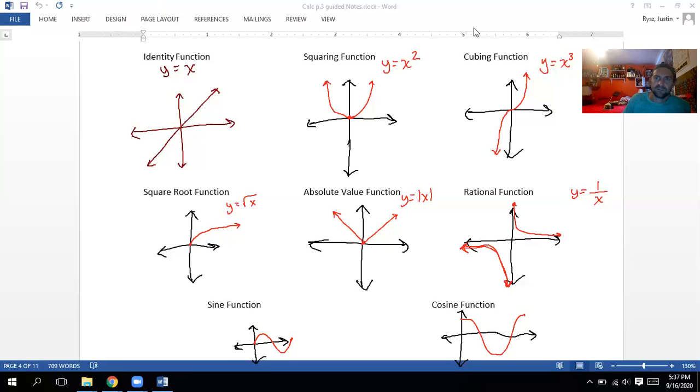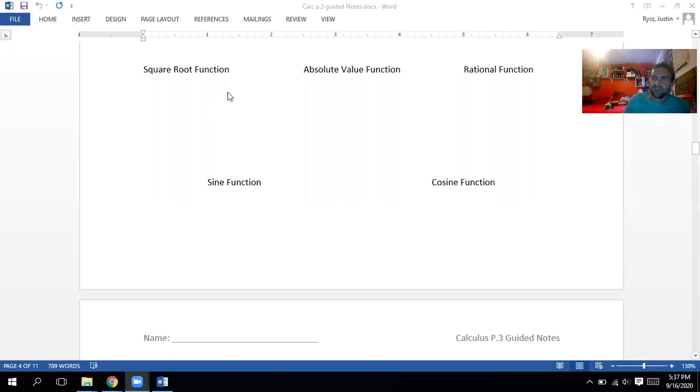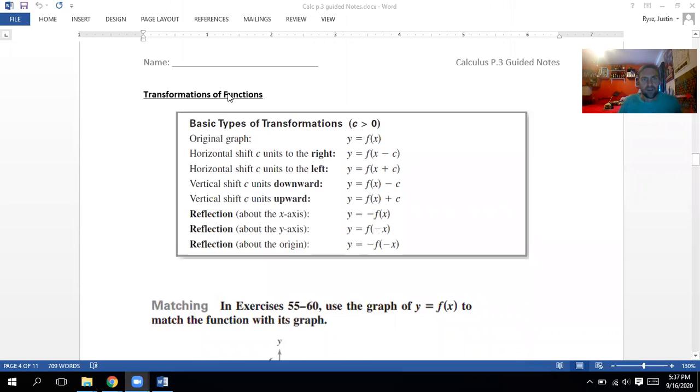All right, so let's clear this all up. Remember too, guys, if I'm going too fast, just pause the video and go through. All right, so transformations, just talking about those. How do those affect the graph?